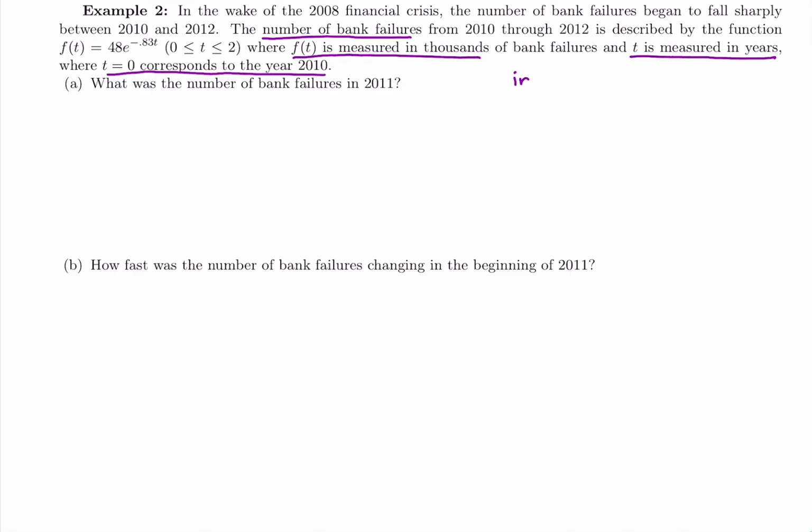So you plug in years, and you get out thousands of bank failures. So if you get an answer of 2, that doesn't only mean 2 banks failed, it means 2,000 bank failures. So this is 1,000 bank failures.